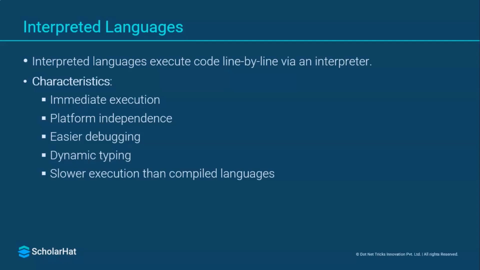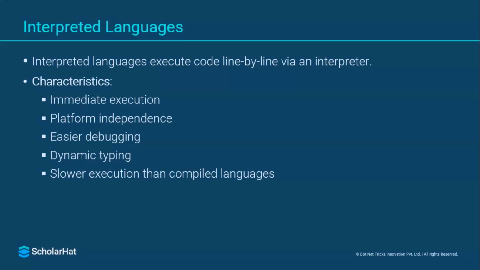So there are the characteristics of Python as an interpreted language, such as immediate execution, platform independence, easier debugging, dynamic typing, but slower execution than compiled languages. Python code is not compiled into a separate binary file before execution. Instead, the Python interpreter reads and executes the code directly. Python's source code can run on different platforms, which makes it platform independent.